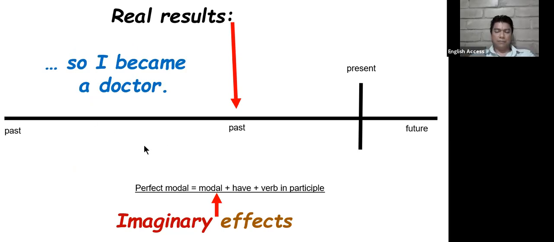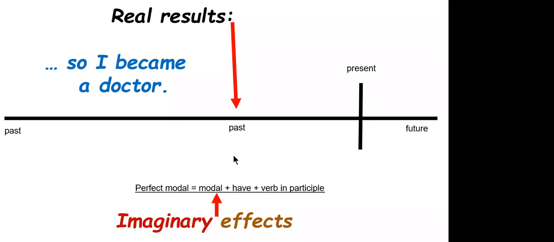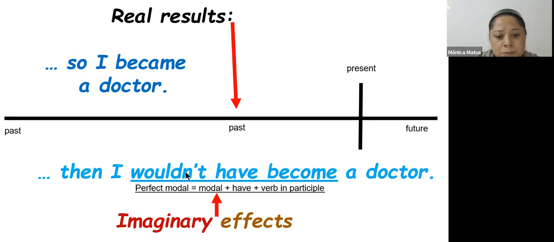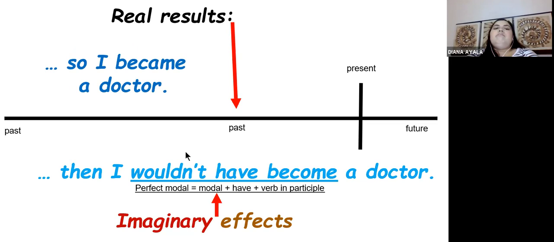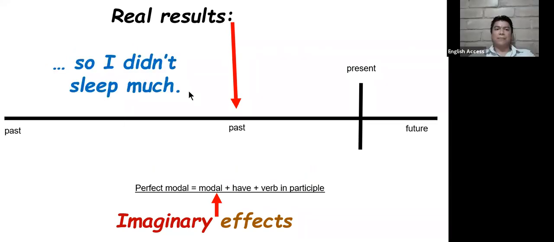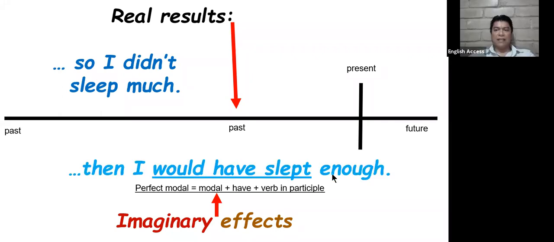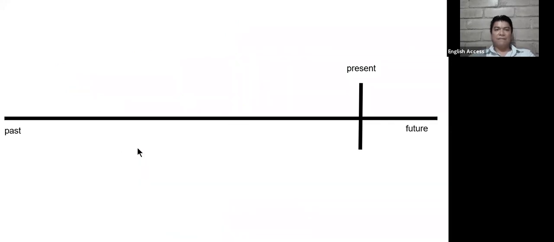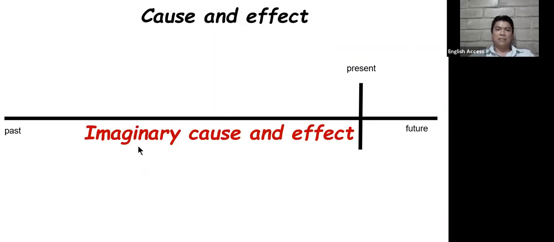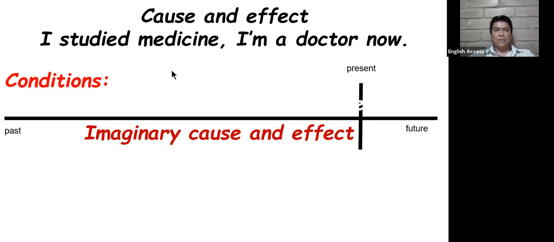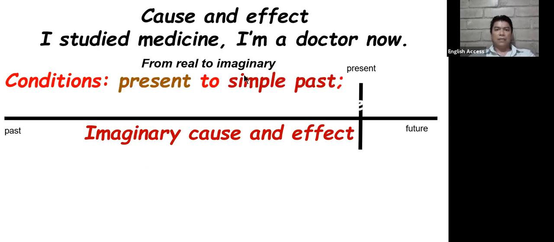Another example: I became a doctor. I wouldn't have become. Next, I didn't sleep much. I would have slept enough. Very good. So all together, cause and effect with the imaginary cause and effect. I studied medicine. I'm a doctor now. When the condition from real to imaginary is in the present, then you use the simple past.